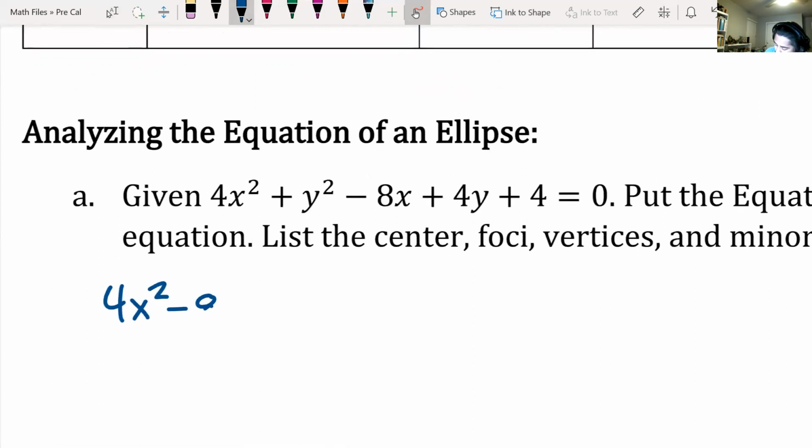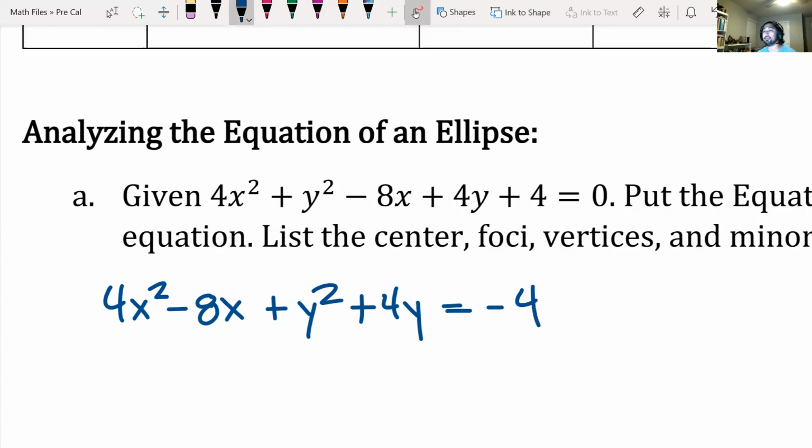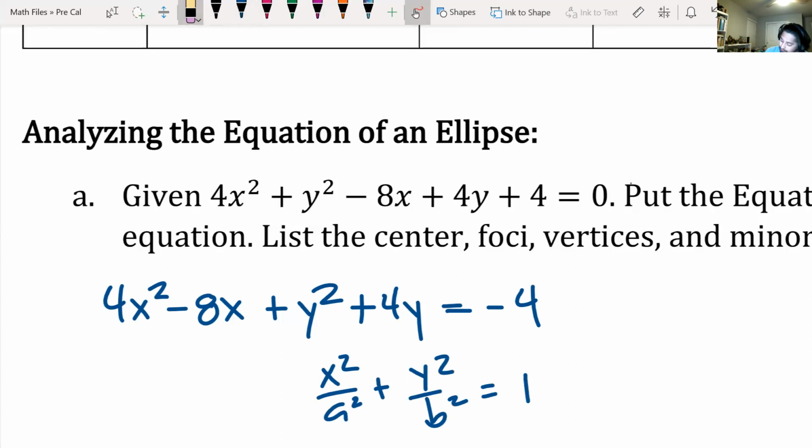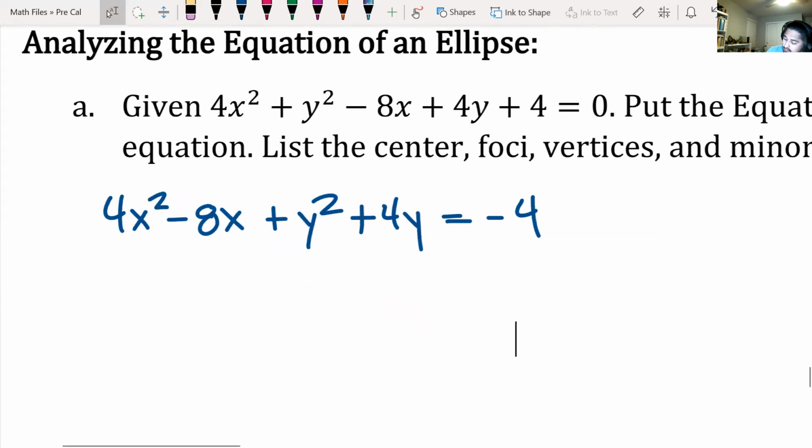4x squared and the 8x, and then y squared plus 4y. And what am I going to move over to the right? Either x or 4, y, and probably x? The 4. We're going to move that 4 over. We wouldn't move the other, because remember, if we're creating the equation of an ellipse, it's going to be in that form, right? Yes, sir. So we keep the x's and y's on the same side.